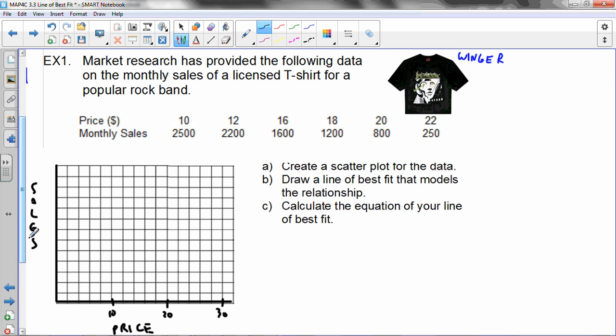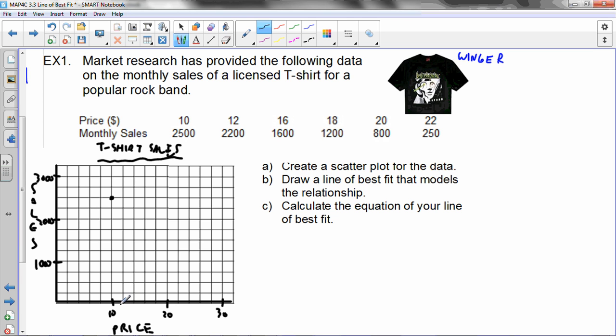Monthly sales. And I have to get all the way up to 2,500, and there's some low numbers, so I'm not going to use a break in the graph here. Maybe I'll go up by every 4 squares is 1,000, so every single square is 250, and I see a 250 there, so that's going to work out nice. This is T-shirt sales, and again, you don't have to use the same scale as me. All right, so $10, 2,500 would be right there. That fell on a nice point because it's right there.